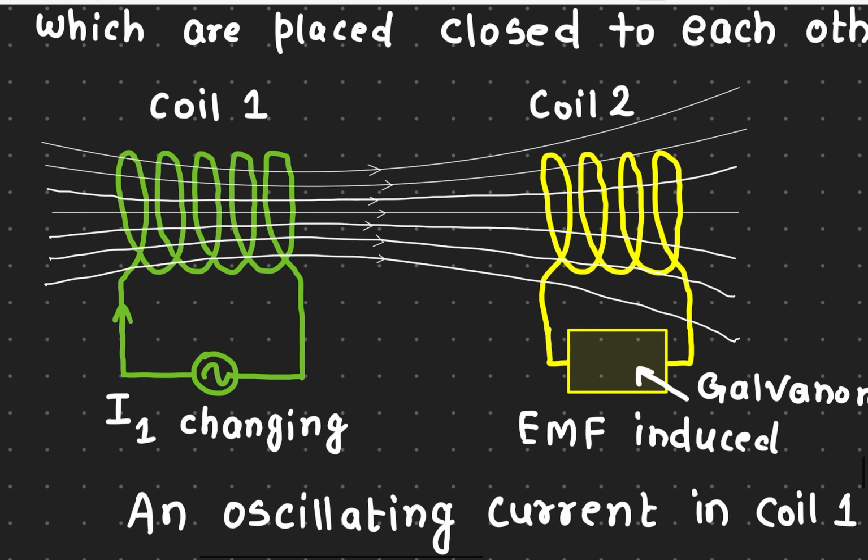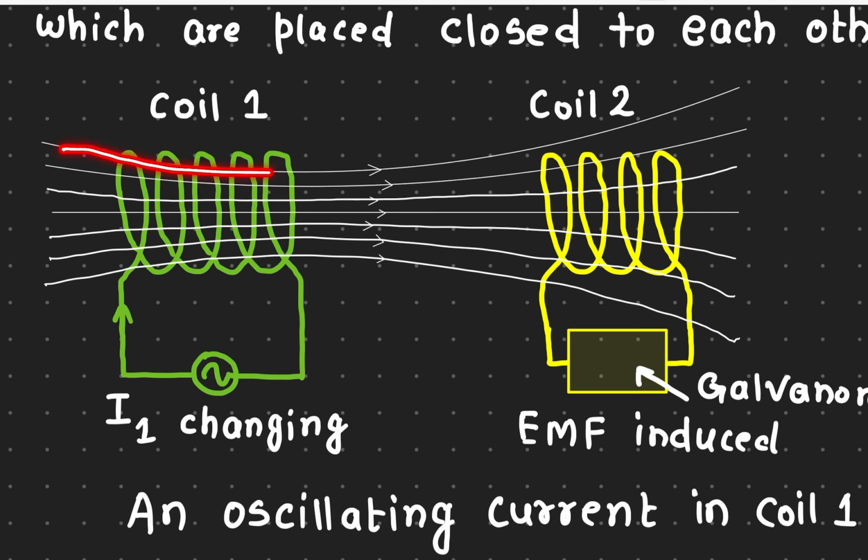In this case, we have a coil, and this coil is connected to an oscillating voltage source. When I say oscillating voltage source, that means the voltage or the current is not constant as time passes by. So what happens when a current passes through a coil? When the current passes through a coil, there's a magnetic field. And as the magnetic field depends upon the current, the magnetic field is changing with respect to time.